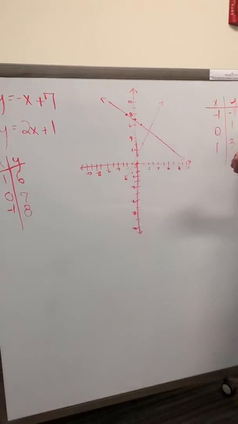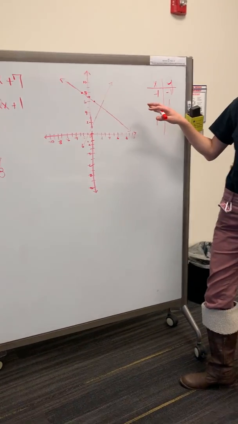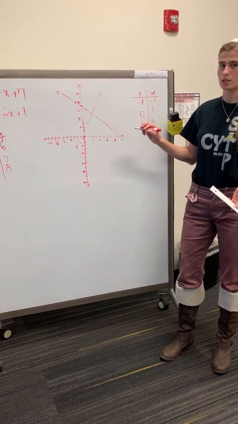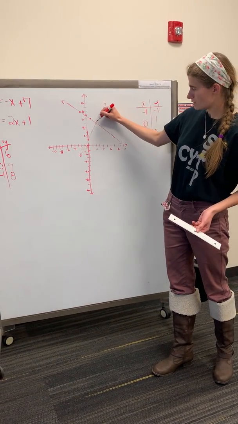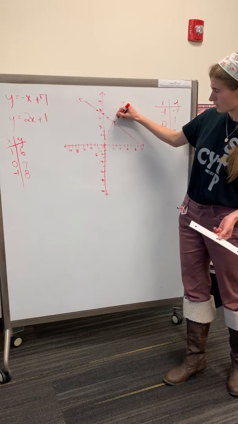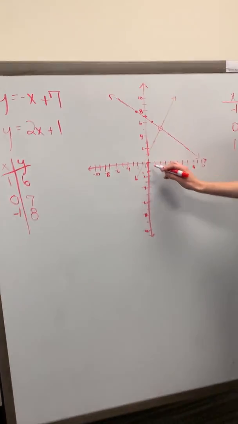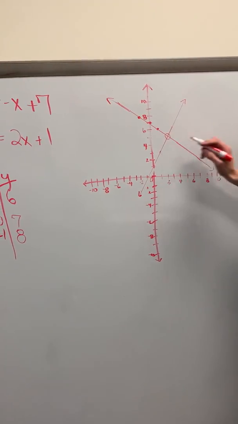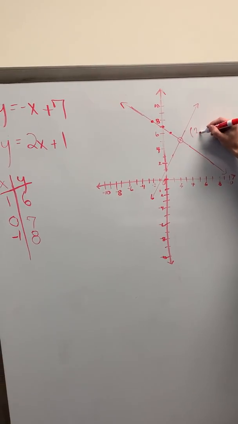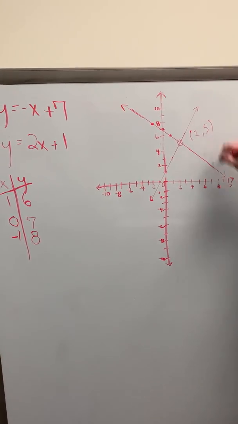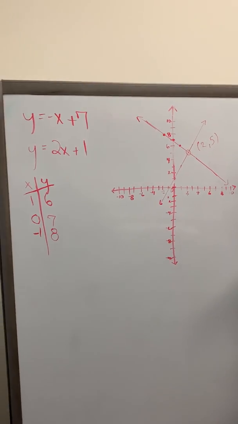All right, and if the question asked us to solve both equations graphically, we'd have to look for the intersection of the 2 lines, which ends up being right here, where the x value is 2 and the y is 5. So the solution to this equation is the point 2, 5.